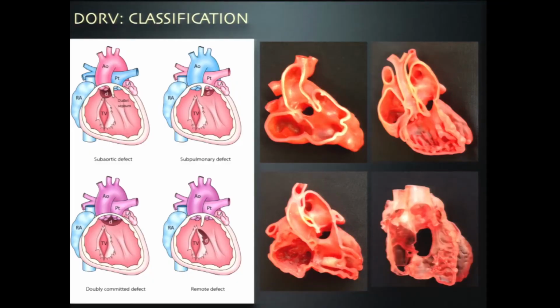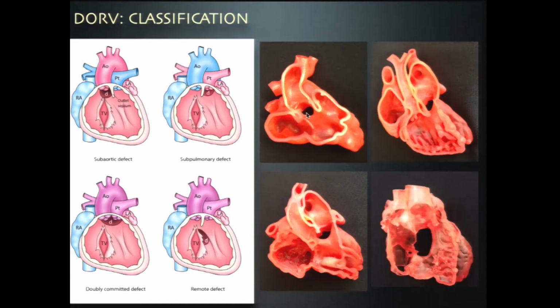So all of this should be questioned. This is the very classic Kirklin classification, which was introduced in 1972, which we still use. And here you have your subaortic VSD, subpulmonary VSD, doubly committed VSD, and then this is remote VSD. Although this is very informative, often we find that it is very difficult to categorize any case into one or the other type.